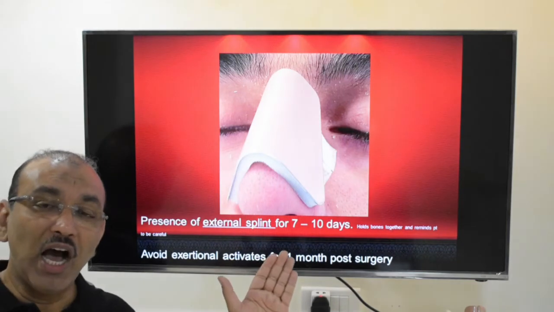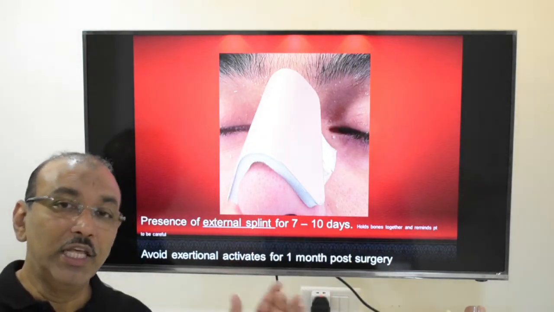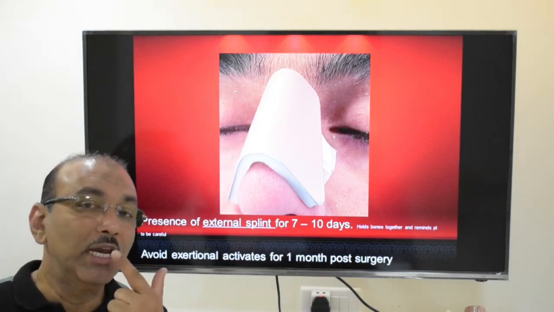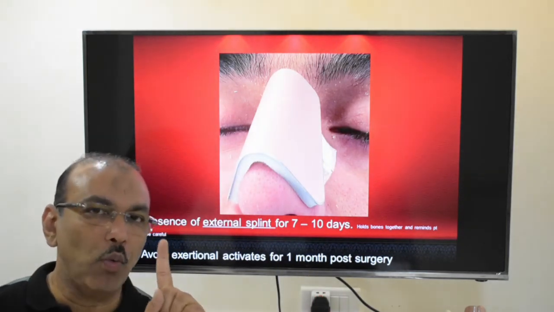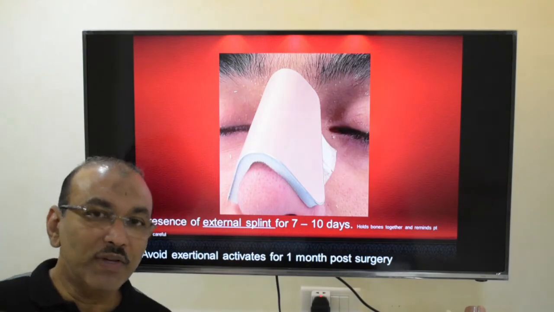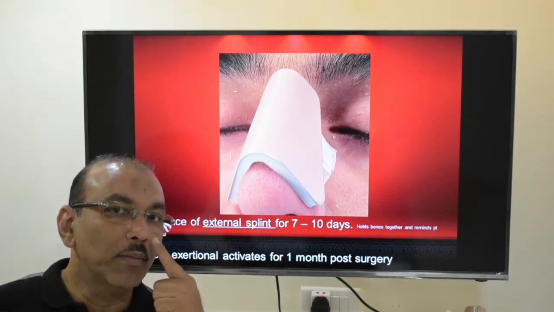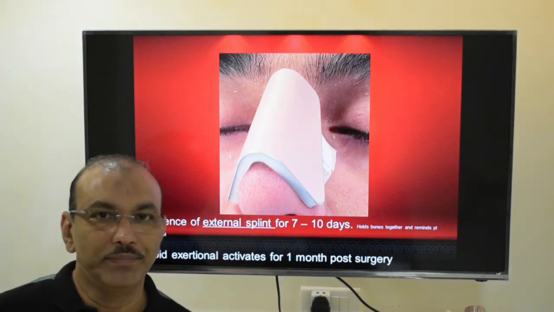And do not forget, after the surgery, there will be a splint outside which will be kept for 7 to 10 days. And there will be a nasal pack inside which will be kept for 1 day. So soon after the surgery, the anesthetist will ask you to breathe through the mouth and not through the nose, because the nose will be completely blocked for a day.